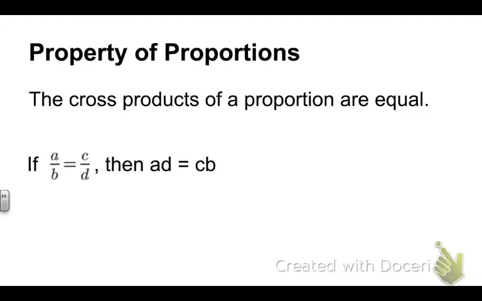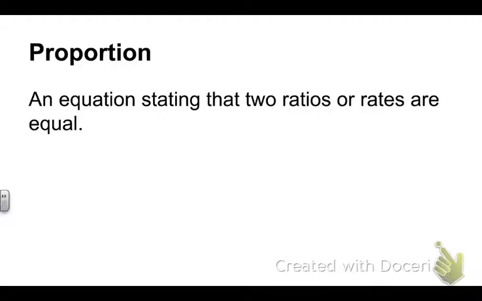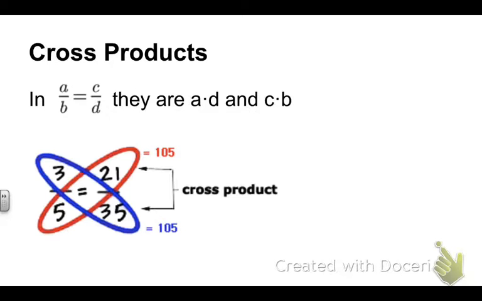You don't need to say the times there when you've got the variables. So a proportion is an equation stating that two ratios or rates are equal. All right? So cross products, in A over B is equal to C over D, are A times D and C times B. So the example there, 3 times 35 is 105, and 5 times 21 is 105. Those are the cross products. Both of those are equal, so those fractions are equal.